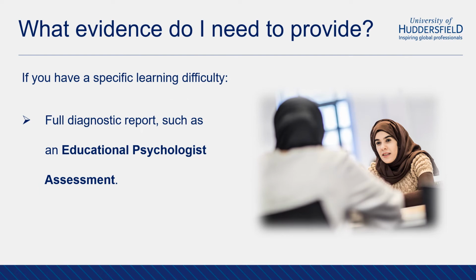However, if you have a specific learning difficulty, such as dyslexia, your evidence needs to be in the form of a full diagnostic report, such as an educational psychologist assessment. If you think you may have a specific learning difficulty and have not been assessed, please contact Disability Services here at the university, as we can arrange for you to have an assessment. Please do be aware that there will be a small contribution that you are asked to pay towards the full cost of the assessment.